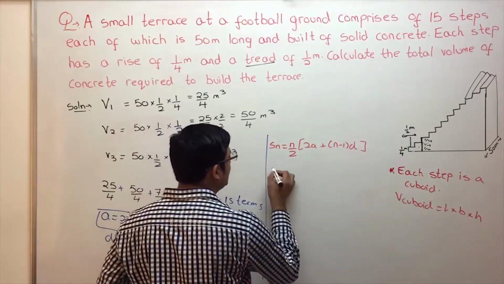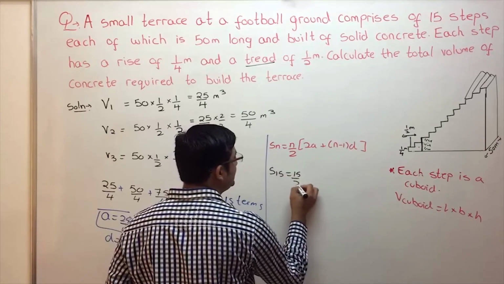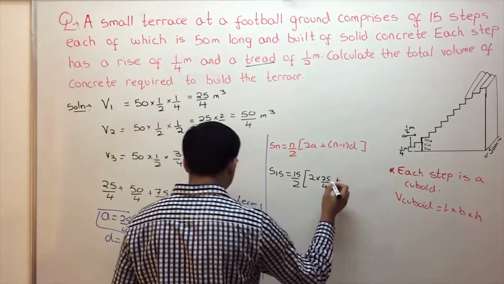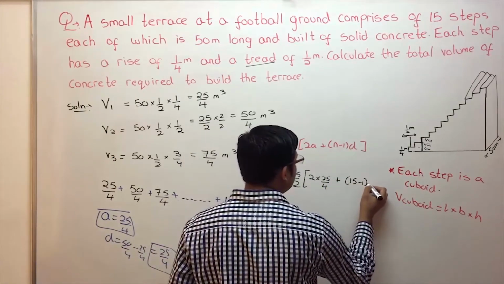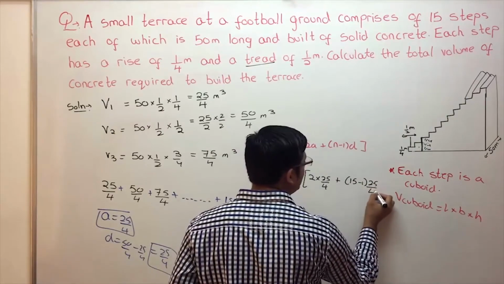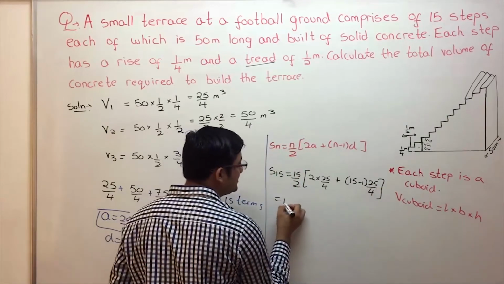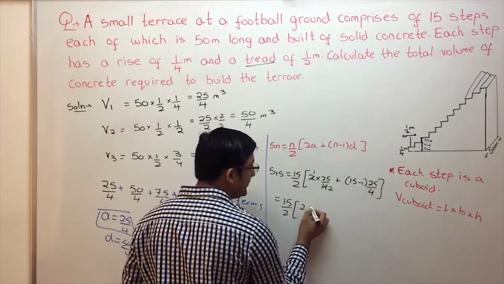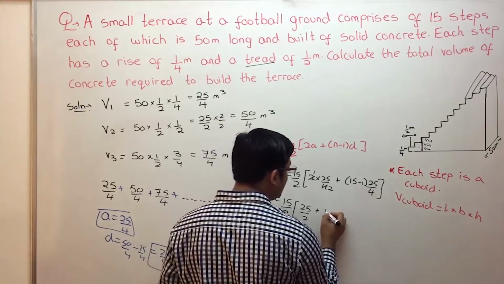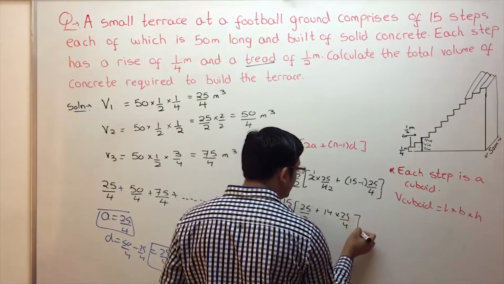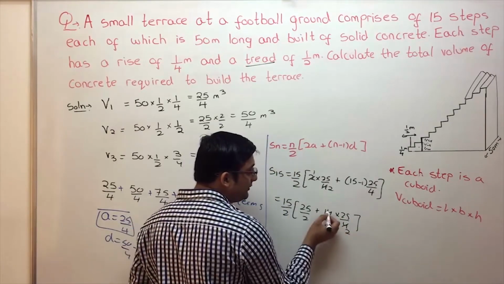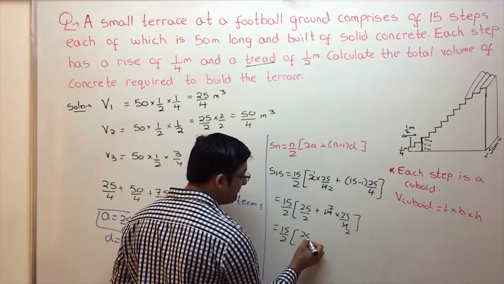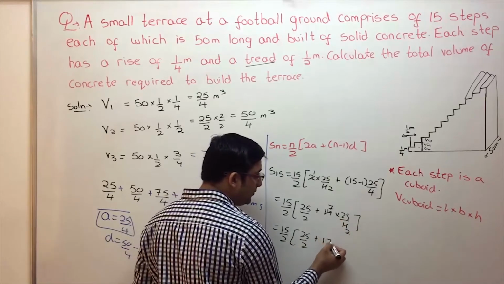Let's plug in the values. The sum of 15 steps is 15/2 into 2 times a, where a is 25/4, plus n minus 1, where n is 15, so 15 minus 1, into d, where d is again 25/4. I hope the concept is clear. Now let's solve this. 2 divided by 2 is 1, and 4 divided by 2 is 2. So 25/2 plus 14 into 25/4. Simplifying, 4 divided by 2 is 2 and 14 divided by 2 is 7. So we get 15/2 into 25/2 plus 7 into 25, that is 175/2.